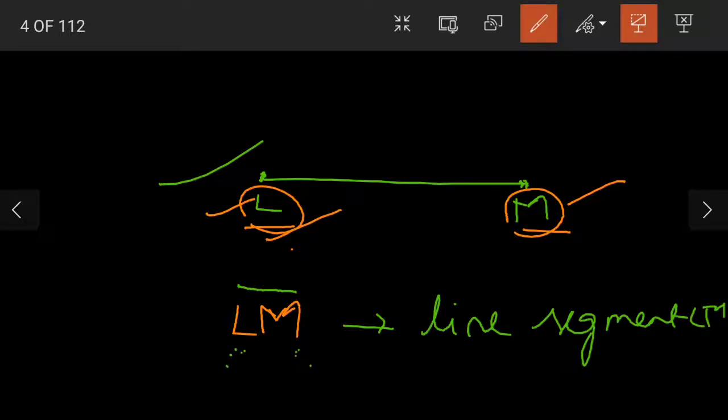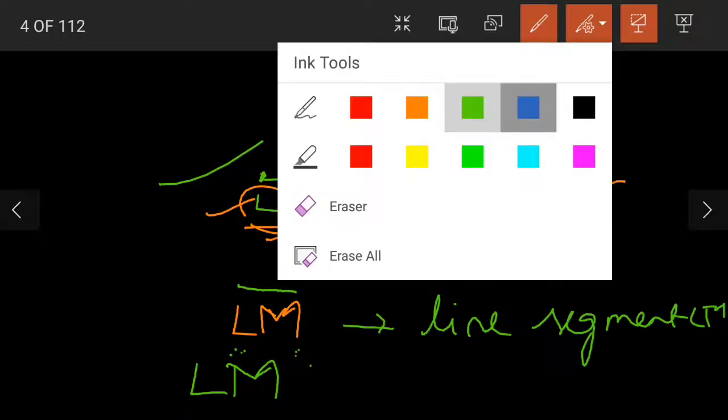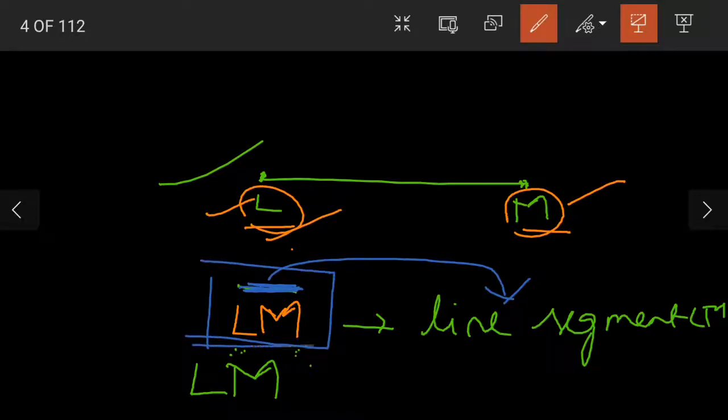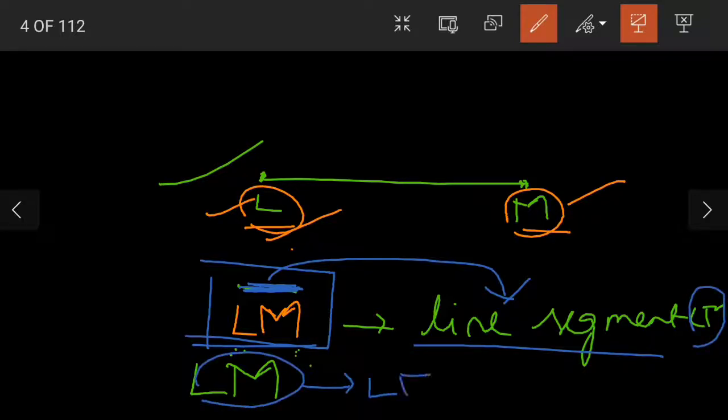What is this read as, children? It is read as line segment LM. If I simply write the names of the endpoints L and M, we will call it LM. We will not know whether it is a line segment or not. So when we write the name of a line segment, we have to draw this line above the name so that it represents a line segment. How do we read this, children? We read this as line segment LM. See, this is just LM, but this here is line segment LM.